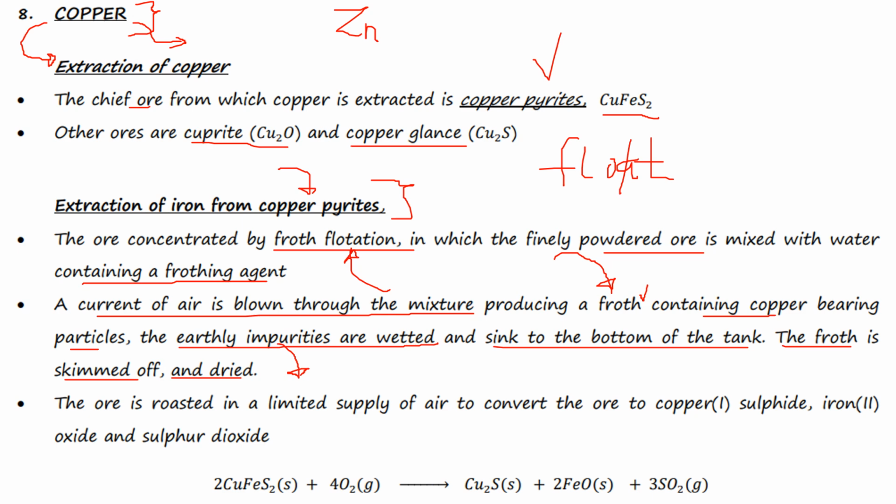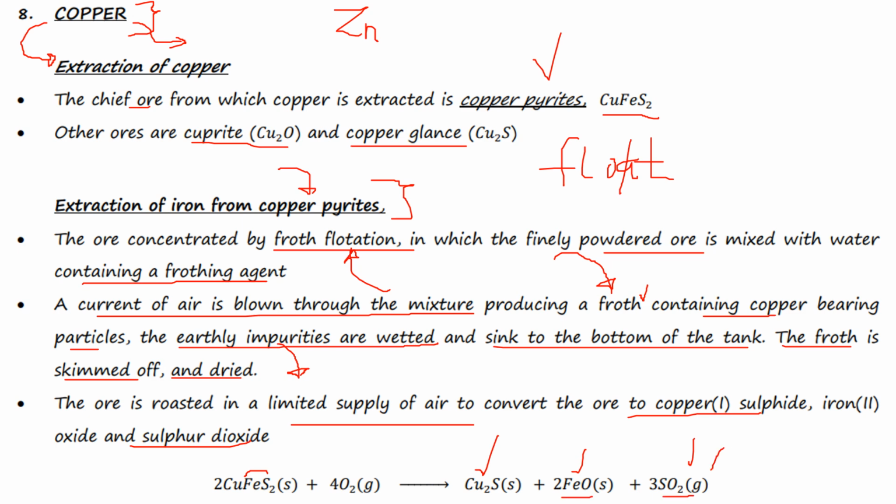So to remove that, we say that the ore is first roasted in a limited supply of air to convert the ore to copper(I) sulfide together with iron oxide and sulfur dioxide. Whenever you heat iron pyrites, pyrites alone, which is iron sulfide, in oxygen, you get iron oxide together with sulfur dioxide. But if you're heating copper pyrites, where you also have copper, you are going to get copper(I) sulfide, iron(II) oxide together with sulfur dioxide.